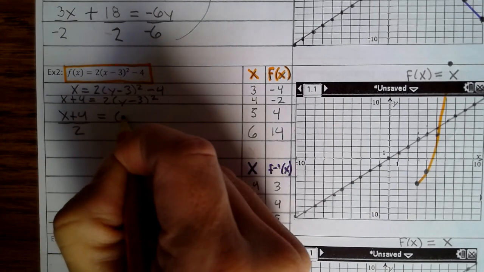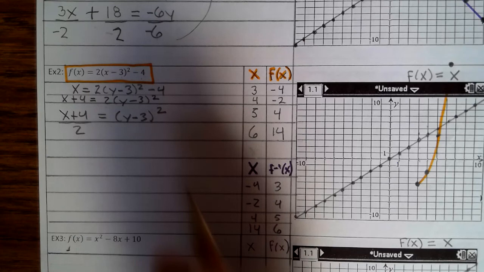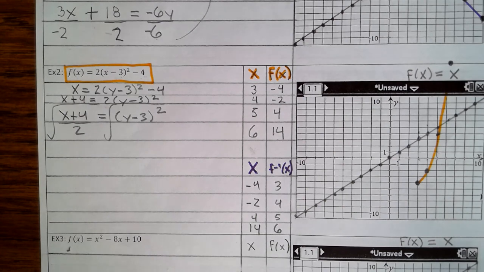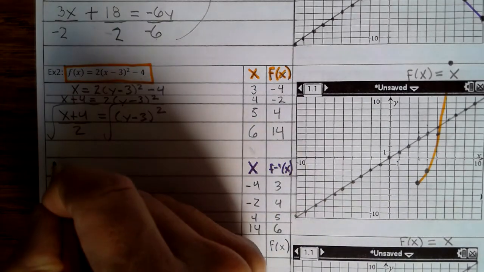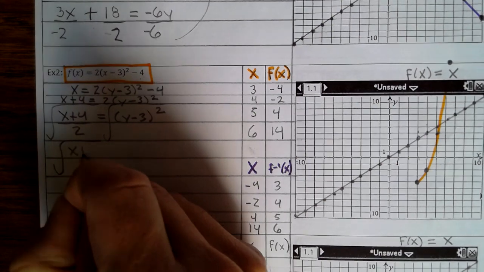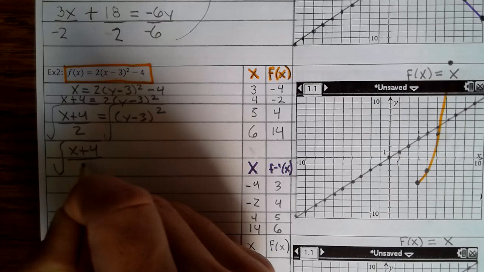Now you need to take the square root of both sides. In this case, we're only doing the positive side of the square root. So that's the square root of x plus 4 divided by 2. And let's go ahead and add the 3 to both sides. So plus 3 equals y.